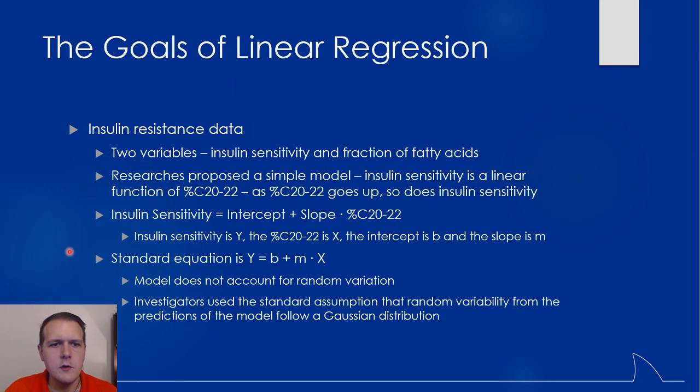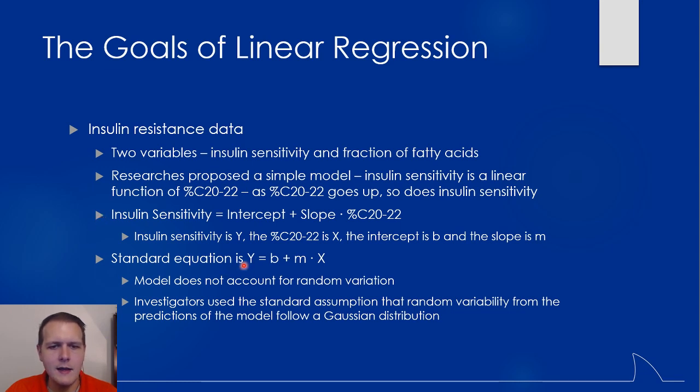So what are some goals here? When we're looking at the insulin resistance data, we remember that we had two variables, the insulin sensitivity and the fraction of the fatty acid. And what they were proposing was a model saying the insulin sensitivity is a linear function of that percent of fatty acids, and that as the fatty acid content goes up, so does the insulin sensitivity. I'll show you the data here in just a second, but it's going to look like we saw in the last lecture. Basically, though, we just have the simple equation for a line here.